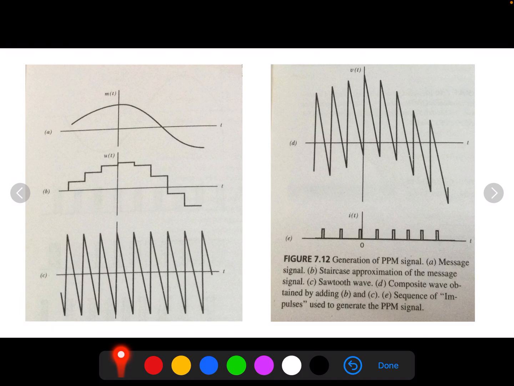Then the quantization process, all those things will be explained in the next coming videos.